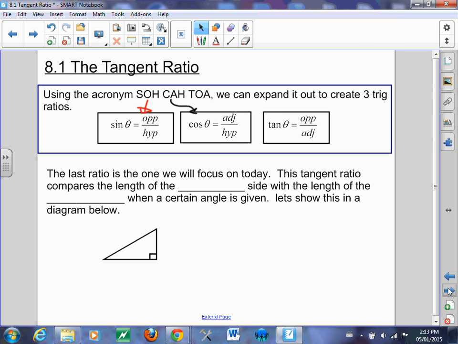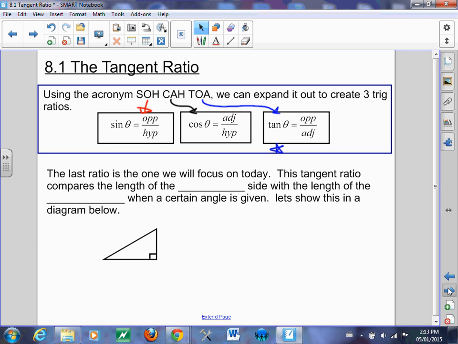And the last one that we're going to take a look at in more detail today is the TOA part. So it's the tangent ratio, and it's the opposite side over the adjacent side. This one is used more often in industry because when you're dealing with ramps or truss beams for construction, that's the one that's used the most. Okay. So ladies and gentlemen, the last ratio is the one we're going to focus on today.